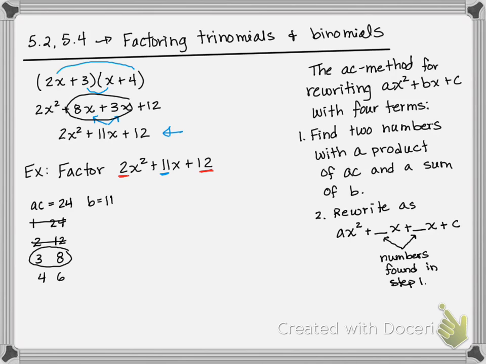So now we're going to rewrite this as 2x squared plus 3x plus 8x plus 12. The order that you write those numbers in doesn't matter. If I wrote 8x plus 3x, I would end up with exactly the same thing. The preliminary steps would look different, but I would end up with the same factors in the end. So now we're going to factor by grouping. So I can factor an x out.